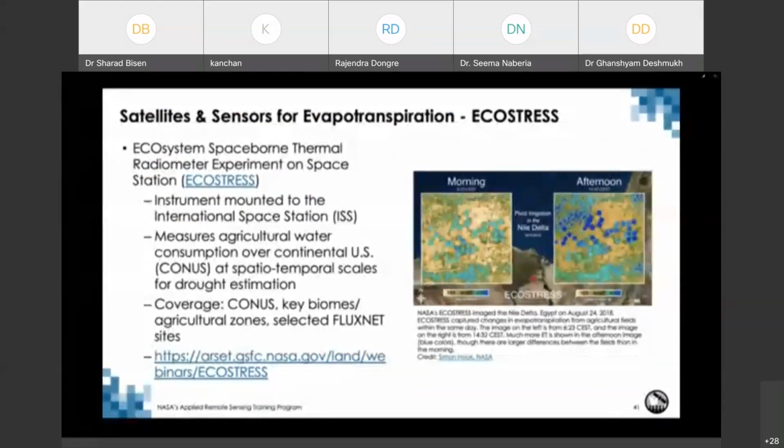ECOSTRESS Level 3 products contain evapotranspiration data derived from Level 2 data. The Level 4 products contain evaporative stress index and water use efficiency derived from the Level 3 data. Originally, ECOSTRESS coverage was limited to the conterminous United States, key agricultural zones, and selected FLUXNET sites, but evapotranspiration Level 3 data is now available for the planet between 53 degrees south latitude and 53 degrees north latitude. The link at the bottom of the page takes you to an ARSET training specifically on the ECOSTRESS mission where you can learn more.